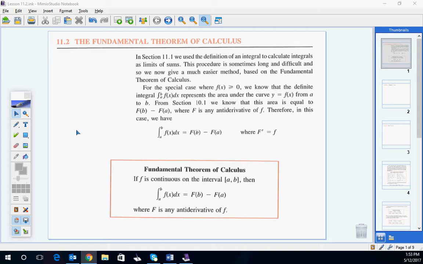So b would be a number here, right? 0 to 5, 5 to 2, whatever. Antiderivative and plug a in. You will subtract that. Okay, any questions with that?